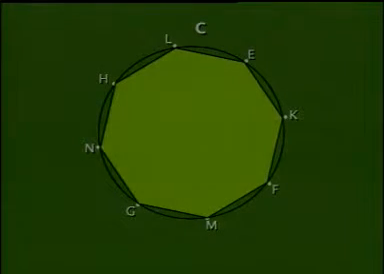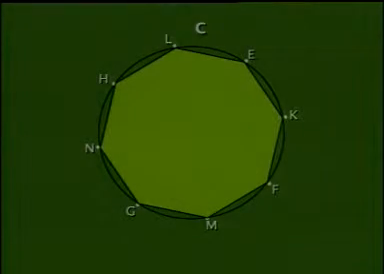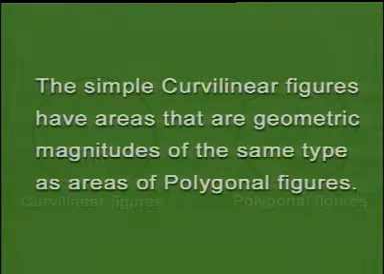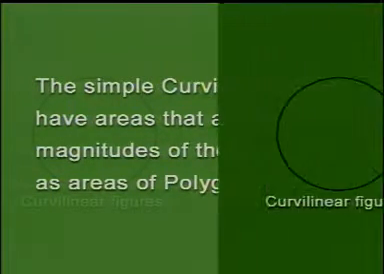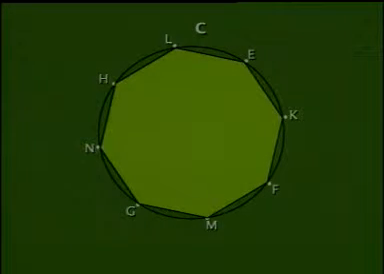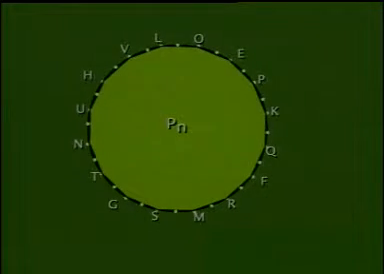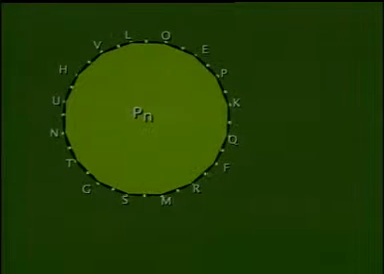curvilinear figures. The Greeks' intuitive understanding led them to assume that the simple curvilinear figures have areas that are geometric magnitudes of the same type as areas of polygonal figures. So, they attempted to determine the area of a curvilinear figure by exhausting, that is, by filling it up with polygons. The basic idea in this method consists of showing that the area of a given figure, when filled with inscribed polygons, can be made as small as desired by increasing the number of sides of the polygon.